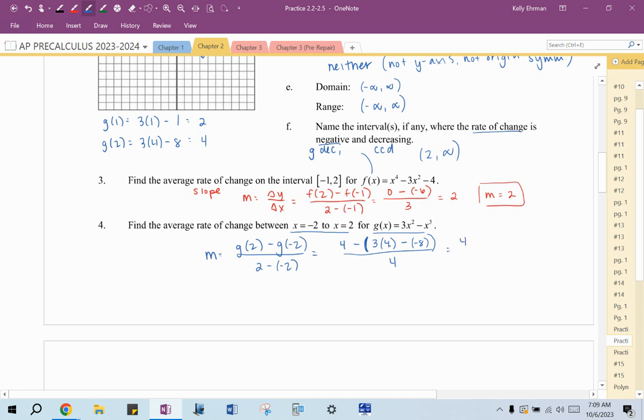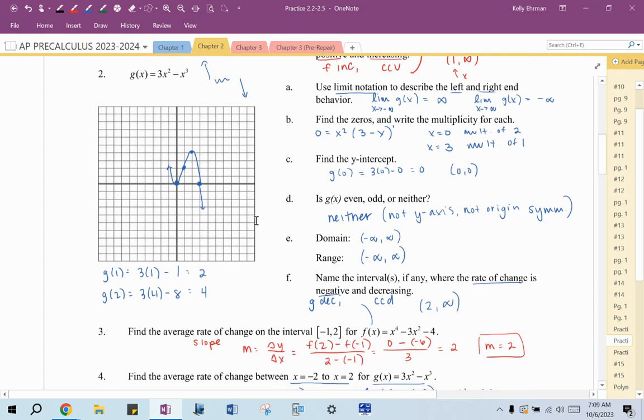So let's see, what is this? 12 plus 8 is 20. 4 minus 20 over 4. -16 over 4 is a slope of -4. Now, I don't have the point -2, 20 on here, but what we're saying is, at -2, the point's way up here, and then we're going to x equals +2 here, we're saying the slope is -4, the slope between these points.